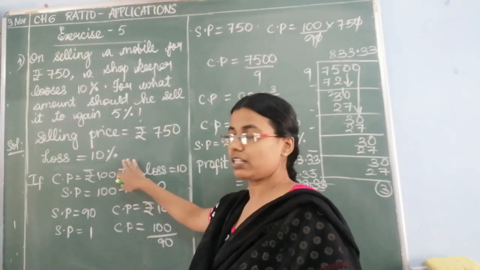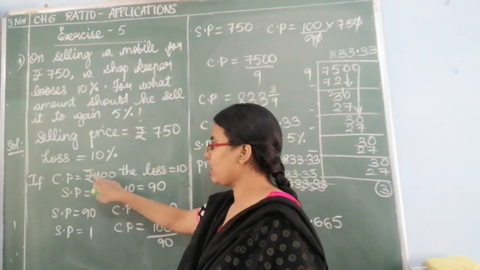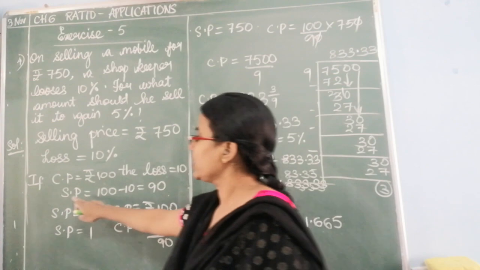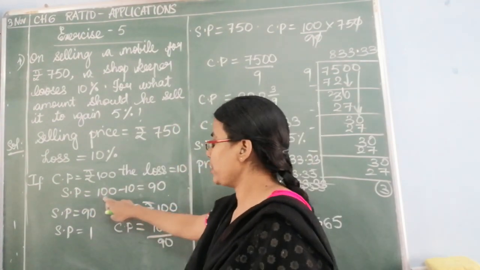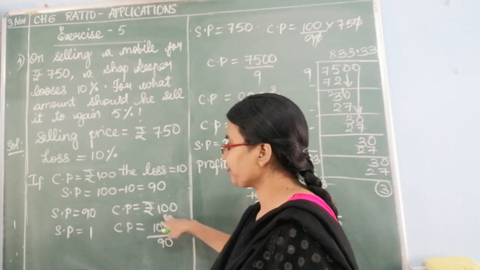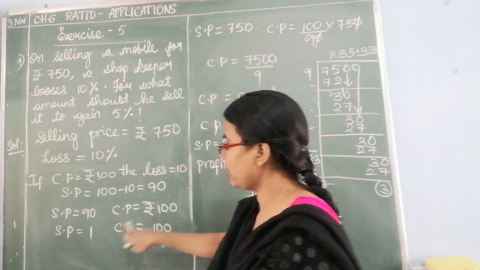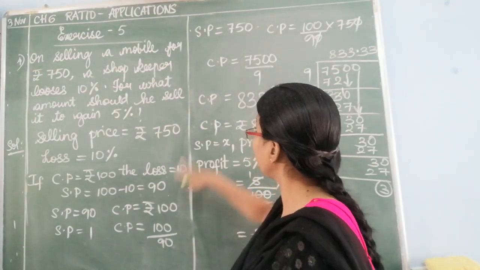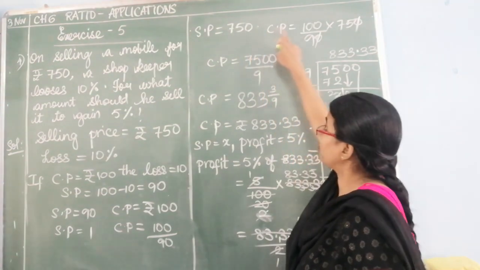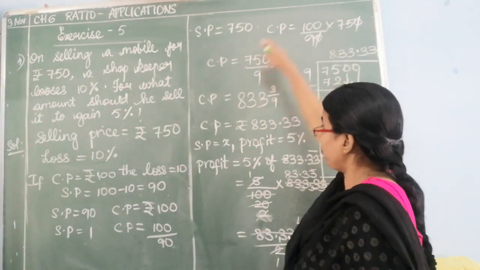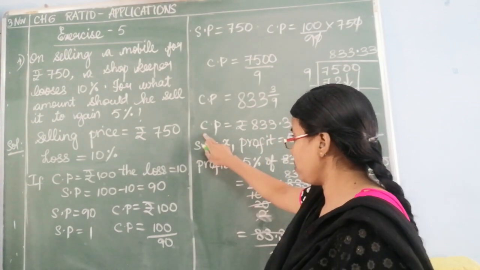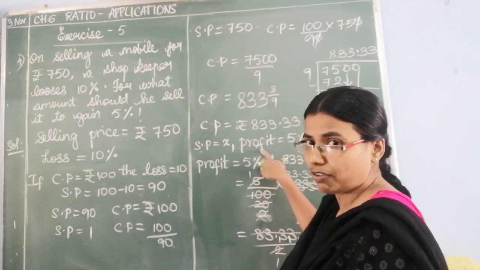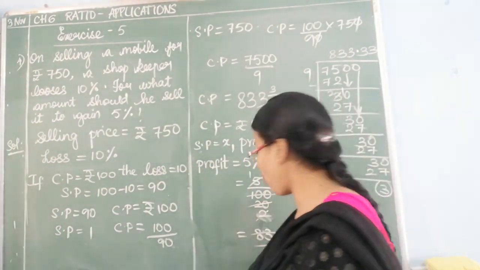Selling price, loss percent is given. So cost price is 100. 10% percent means per 100. So cost price I am taking it as 100. Loss is 10. Then SP we found out. SP is 100 minus 10 which is 90. For SP 90 rupees the cost price is 100. For 1 rupee, this is the unitary method that we are using. 100 by 90. Then if SP is 750, then CP we have found out. We have simplified, we got this value. CP's value you got. Now SP you don't know how much it is, but you know that it has to make the profit of 5%. So this is what we have done.